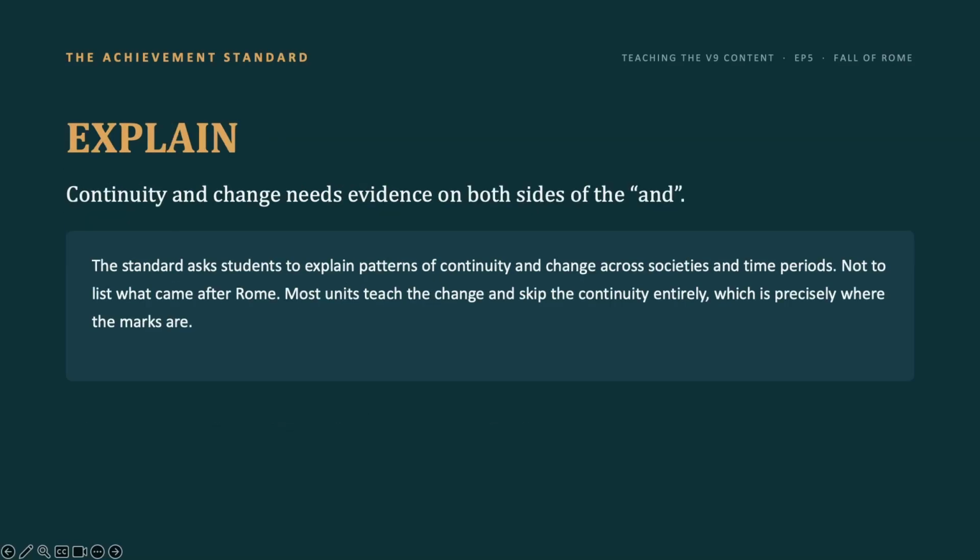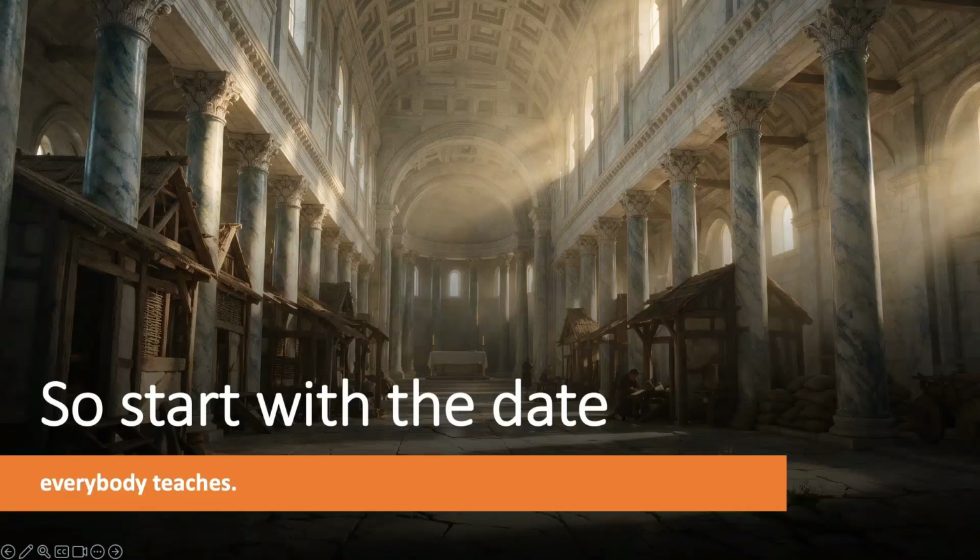And here's the assessment problem specific to this topic. The standard asks the students to explain patterns of continuity and change across societies and time periods, not to list what came after Rome. A continuity and change claim needs evidence on both sides of the word "and." Most units teach change and skip the continuity entirely, which is precisely where the marks are. So, start with the date everybody teaches, and ask where it actually came from.